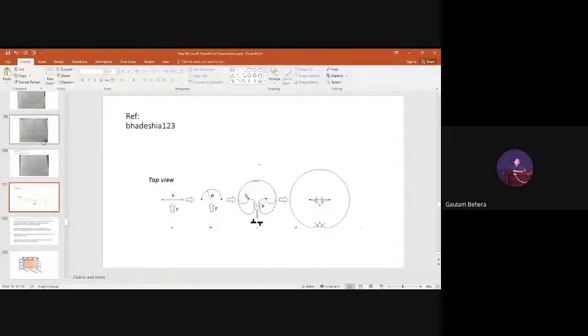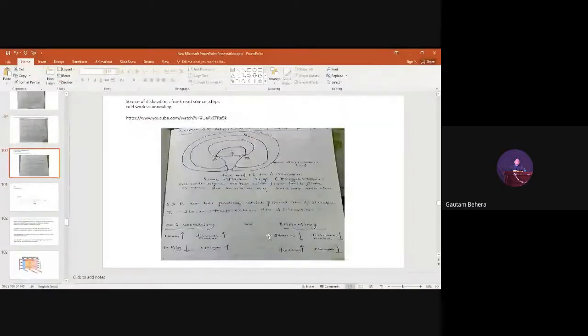Okay, fine. This is over now. As I have told, what happens during cold working? Just look over here. What happens during cold working? The strain in the material increases, the dislocation number increases, the ductility decreases, and strength increases. So these are the things which will happen during cold working of a metal or material, right?